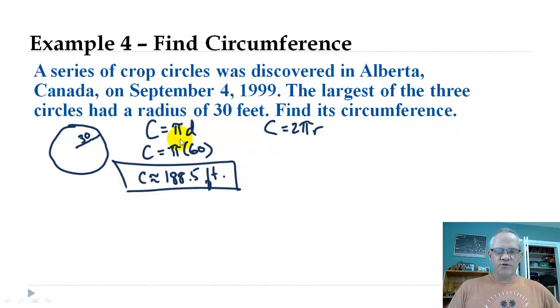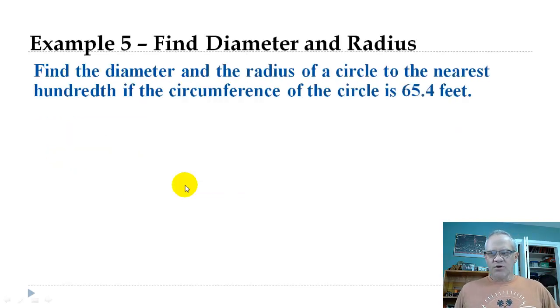Okay, so all we had to do is get the diameter and plug it in. If you use the radius, then you're just going to plug in 30 here and go, what? 30 times 2 times pi, which is the same thing, and it's 188.5. You can also do this the opposite way using that formula if you already know the circumference.